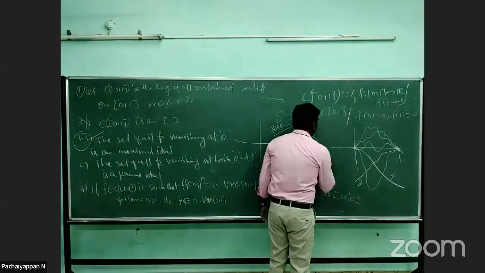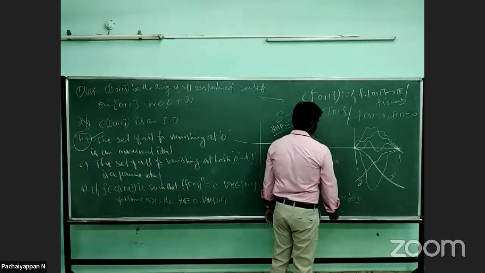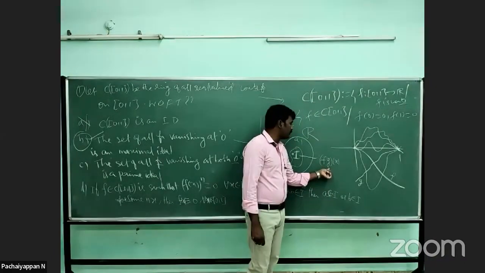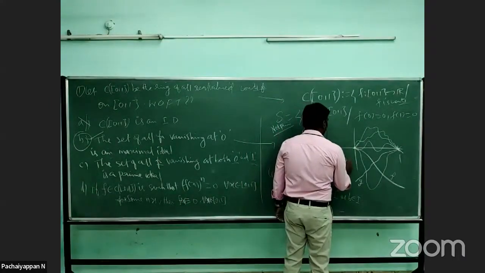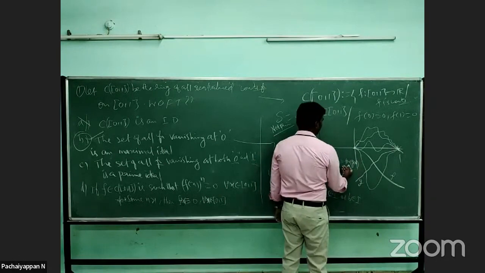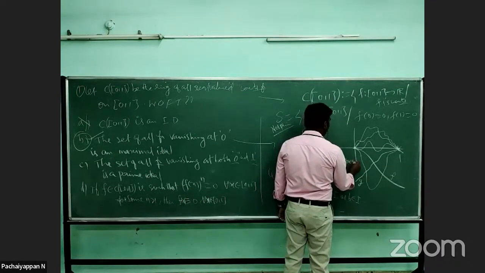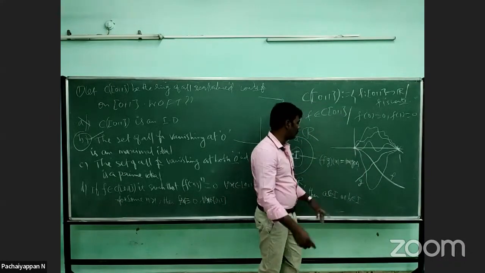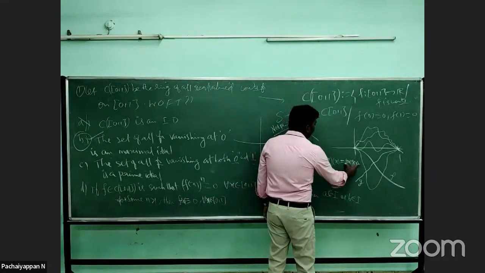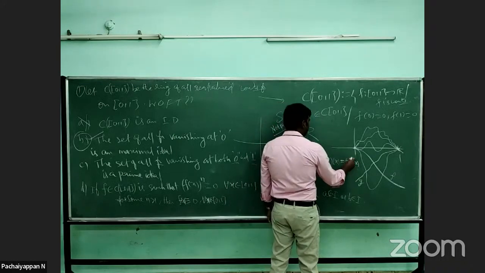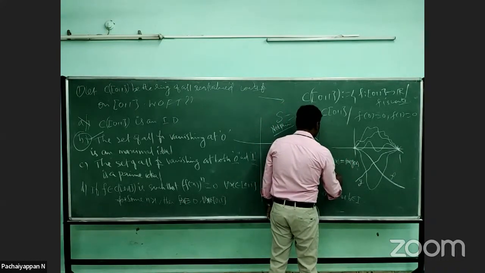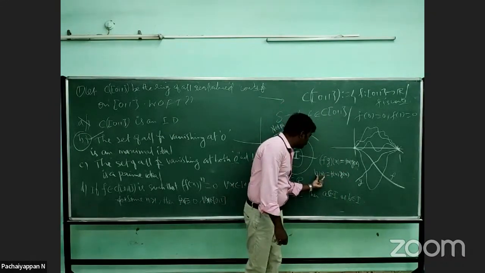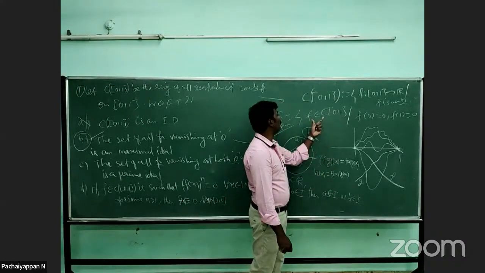Now the question: what about the product? Does the product belong to S or not? If F is a function and G is a function, how do we define the product F of X and G of X? It's a pointwise multiplication, not a scalar multiplication. Now the new element FG: H of X is equal to F of X times G of X. This is H of X, a new function. Now I am asking whether the new function belongs to S or not.